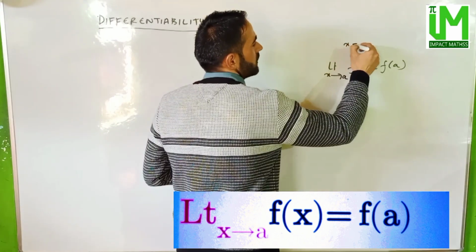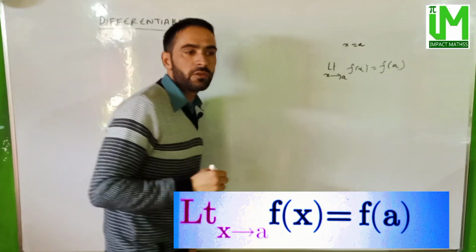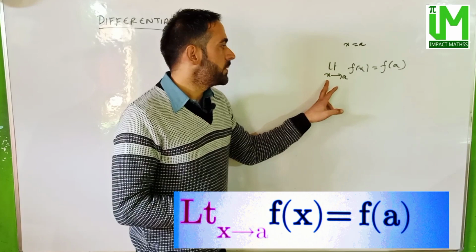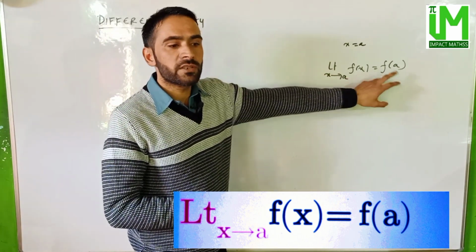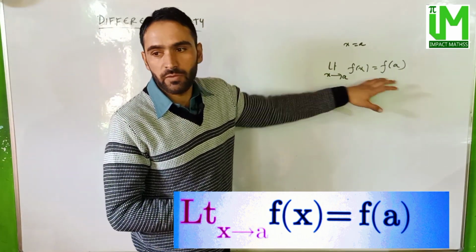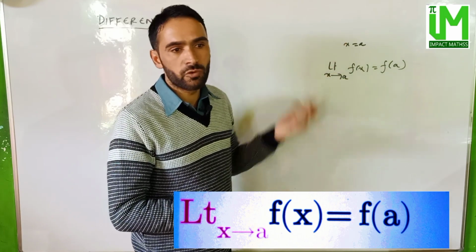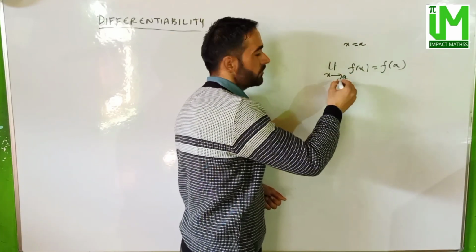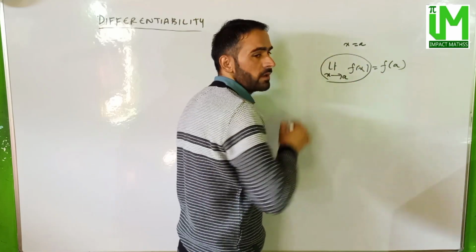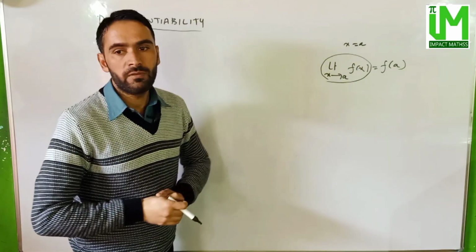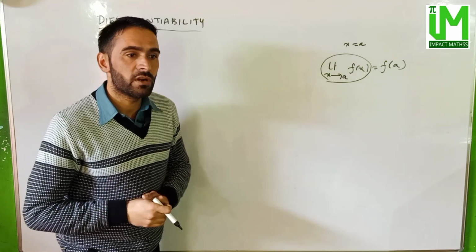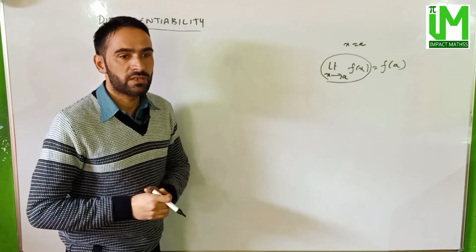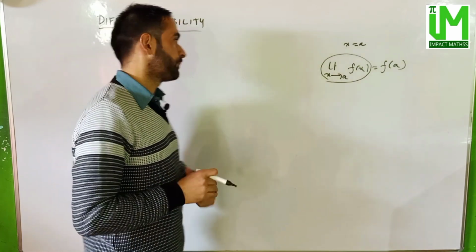So x is equal to a is any point within the domain of the function, and the function is continuous at that point when limit x approaches a, f of x is equal to f of a, where a is any point within its domain. So continuity of a function is defined in terms of limits. Again we will define the differentiability of a function at a particular point, but again we will use the concept of limits here.